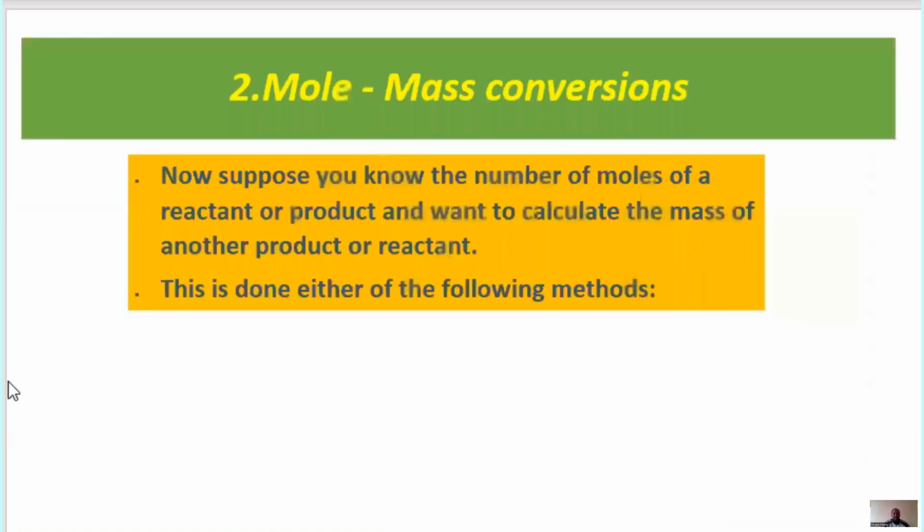The next is the mole-mass conversion. Now, suppose you know the number of moles of a reactant or product and want to calculate the mass of another product or reactant, and vice versa. If the number of moles of a reactant or product is given, the mass of the reactant or product is required. Or if the mass of the reactants and products is given, the number of moles of the reactants and products will be asked to calculate.